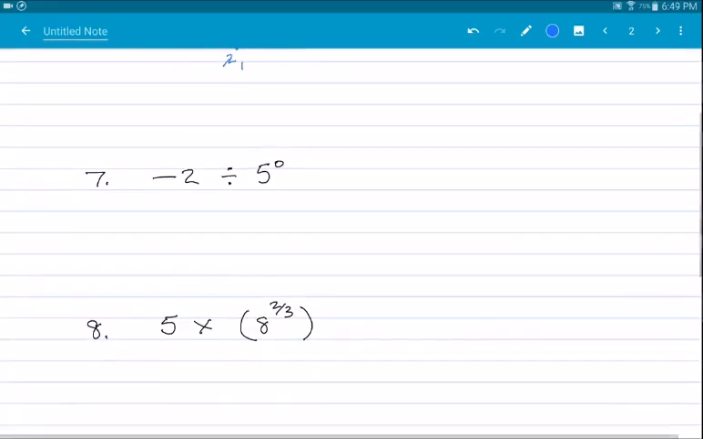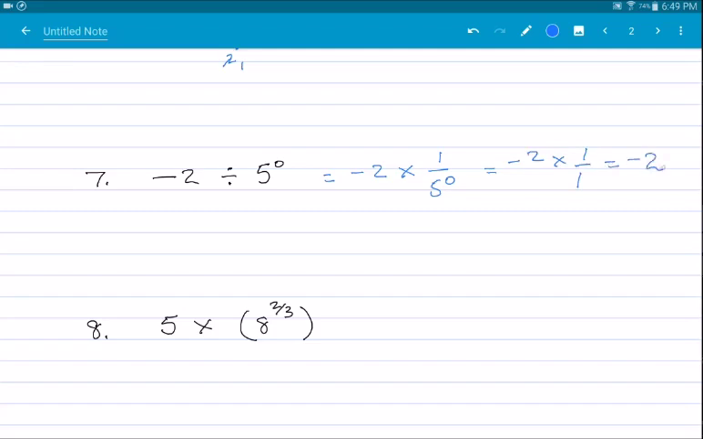Question 7. We have to evaluate these expressions. So this is minus 2 times 1 over 5 to the 0. So that's how we change the division to the multiplication sign. We then find the reciprocal. But 5 to the 0 is 1. So that's minus 2 times 1 over 1, which is equal to minus 2.